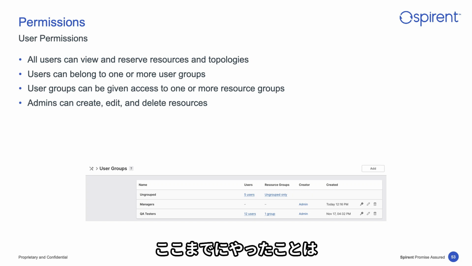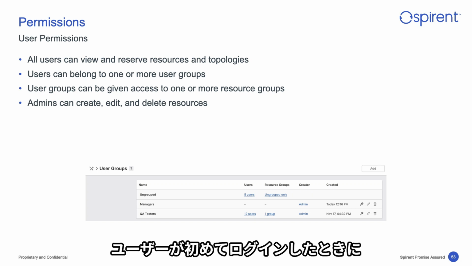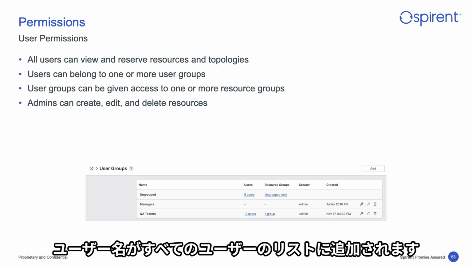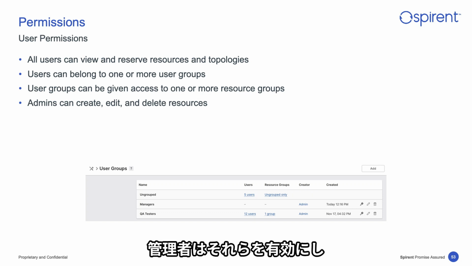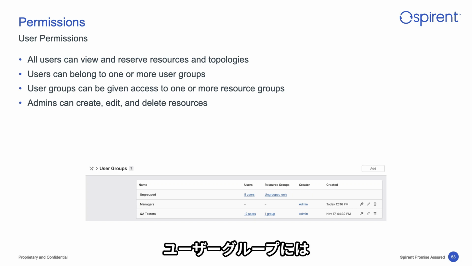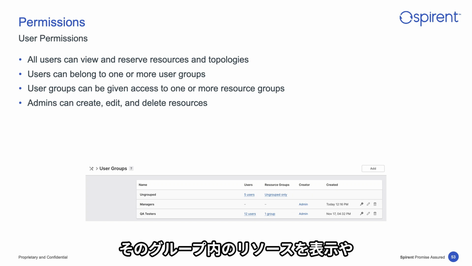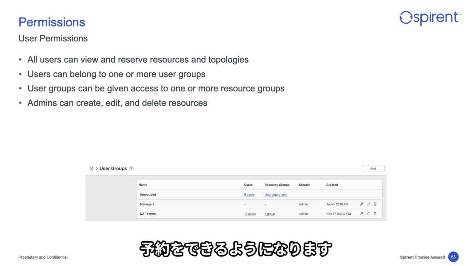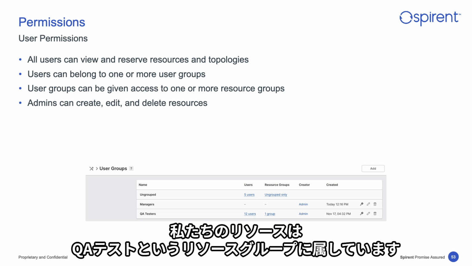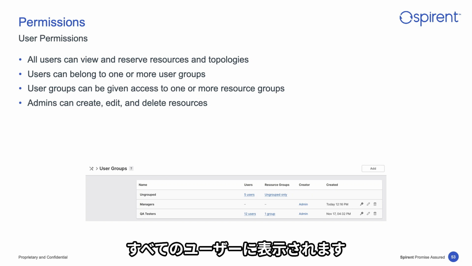Everything we've done up to this point can be done by a user with the lowest level permissions. When a user logs in for the first time, their username is added to the list of all users. An admin can then enable them and optionally add them to a user group. User groups can be granted access to one or more resource groups. This allows them to view and reserve resources in that group as we have been doing throughout the session. Our resources belong to a resource group called QA testing. Resources outside of a resource group will be visible to all users.